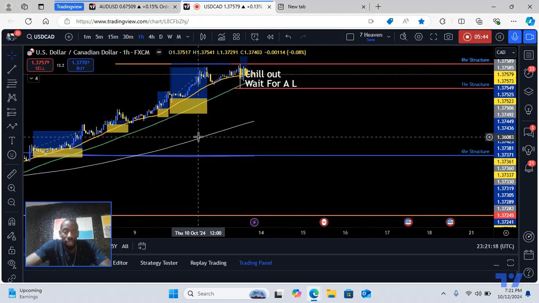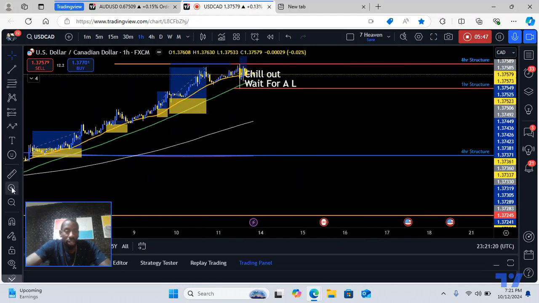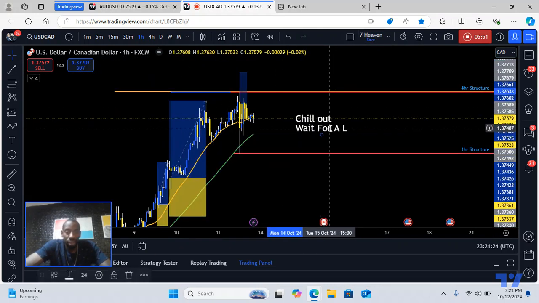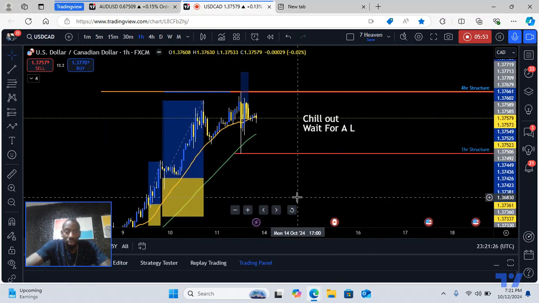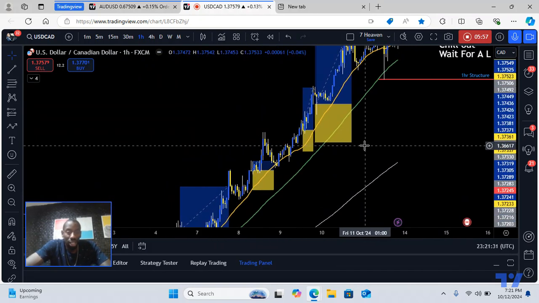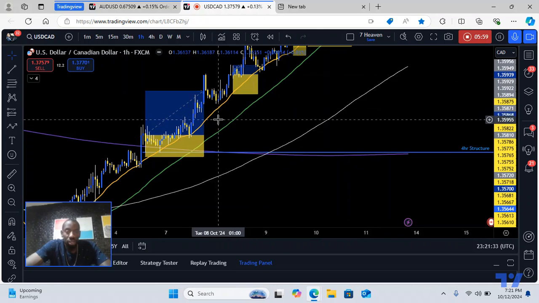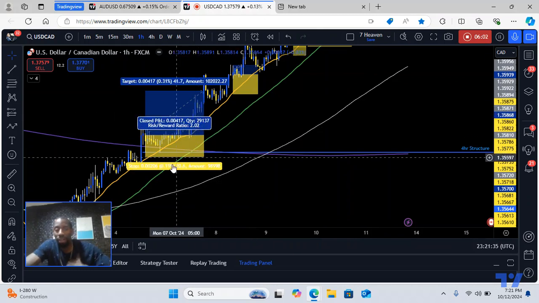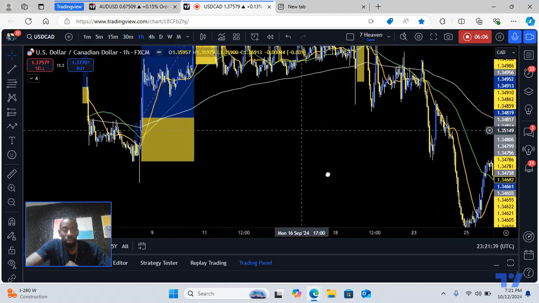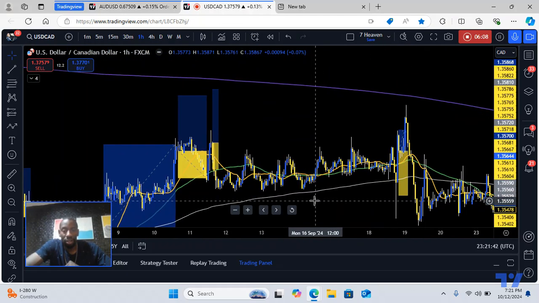Here's an example of USD CAD. I'm chilling out. I'm waiting for an L, so I'm waiting for a loss. These setups I actually took. So this was a big win. I was waiting for a big win because we had.